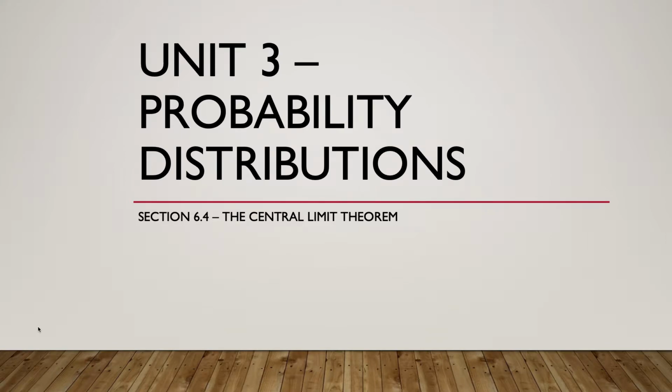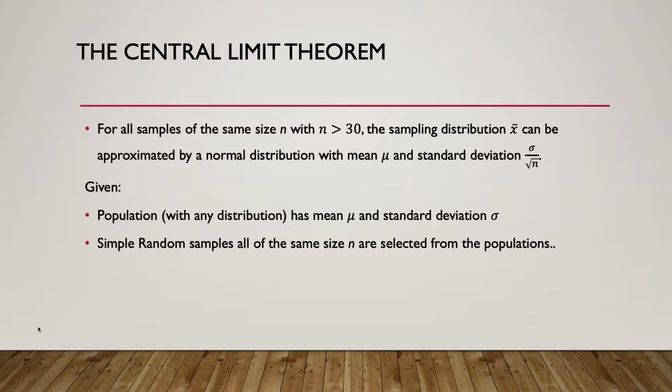6.4 is on the Central Limit Theorem and its wide application and use in statistics, especially with these normal distributions. Or I should probably say approximately normal distributions. The Central Limit Theorem is for all samples of the same size n, with n being greater than 30. The sampling distribution x bar can be approximated by a normal distribution with a mean, mu, and standard deviation sigma divided by the square root of n, where mu is the population mean and sigma is the population standard deviation.